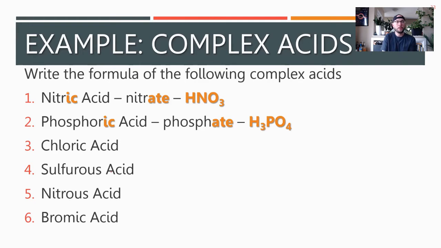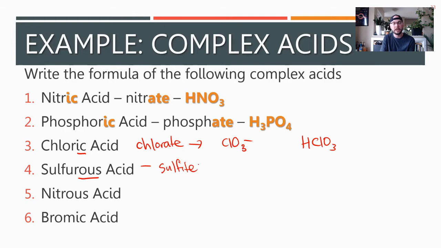So chloric, we have to recognize the chloric comes from chlorate. Chlorate is ClO3 minus. We just need enough hydrogen to balance this out. So we can recognize that that's a -1, so this must be just one hydrogen to balance that out. Sulfurous, this means that we had the sulfite ion. Us comes from ite, right? So this is SO3 2 minus, so H2SO3 is the formula of sulfurous.